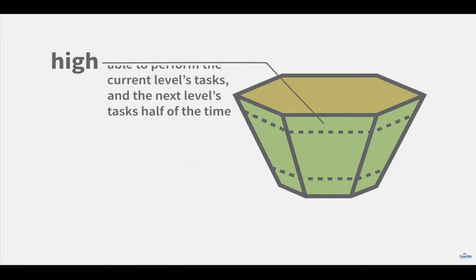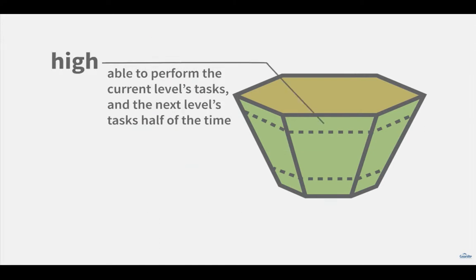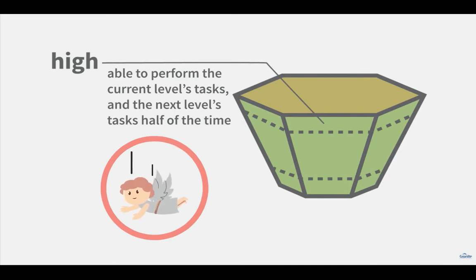Those at the high end can perform the current level's tasks and perform the next level's tasks half of the time, but are unable to sustain it. The ACTFL describes those in this sublevel as fallen angels because they are close to being at the next level but fall back to doing the current level.